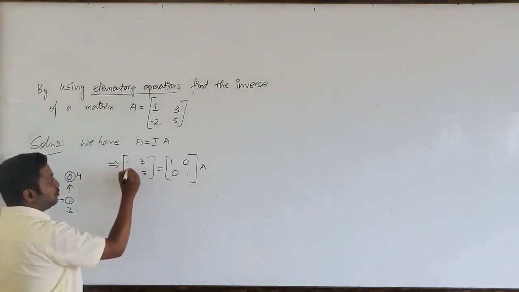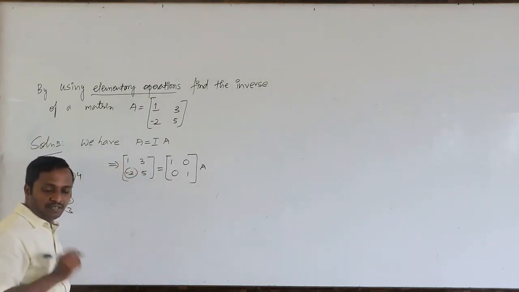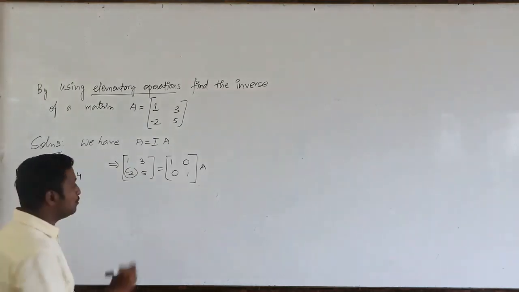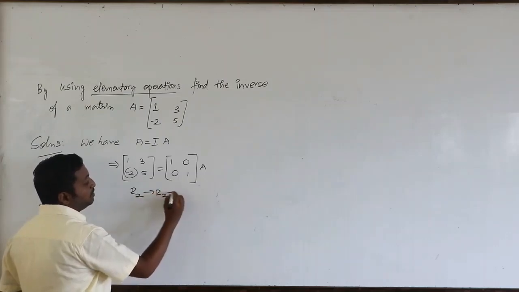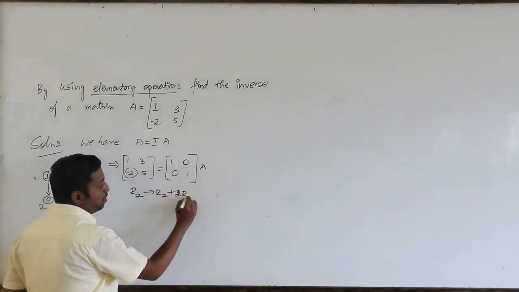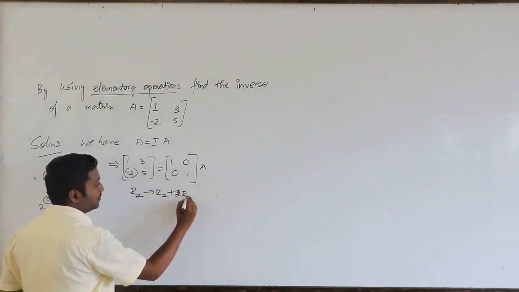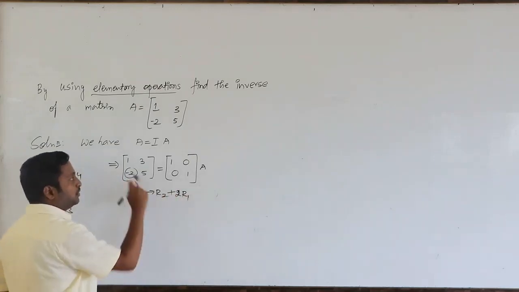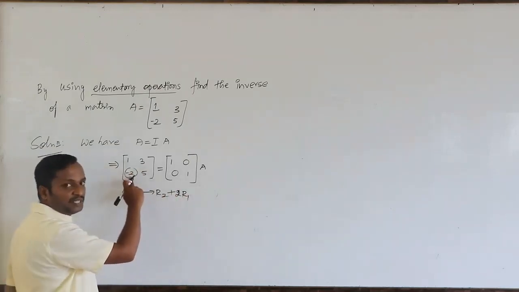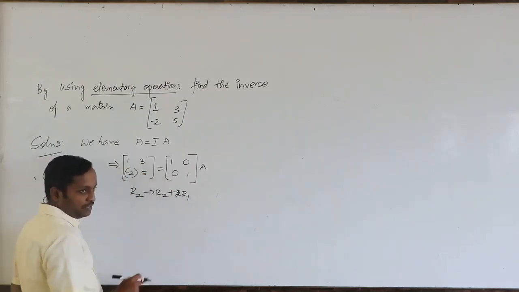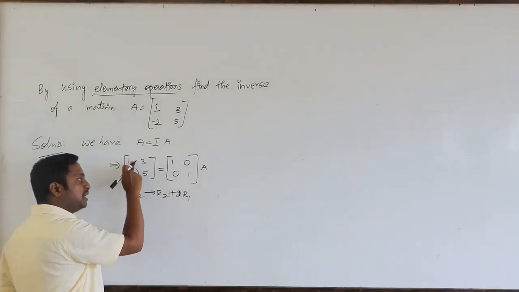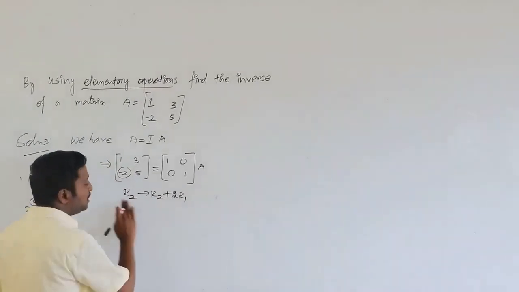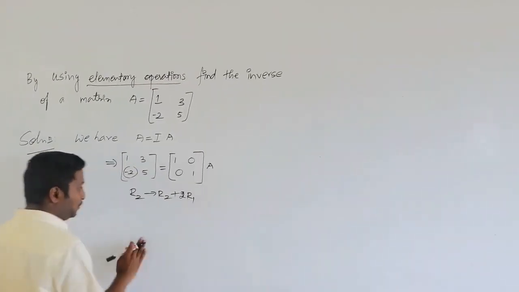So this has to be 0. 0 means minus 2 has to be 0, which means R2 is replaced by R2 plus 2R1, since minus 2 plus 2 is 0. So if it is 3, R2 minus 3R1. If it is 5, R2 minus 5R1. If it is minus 2, R2 plus 2R1. Okay? Just don't get confused.